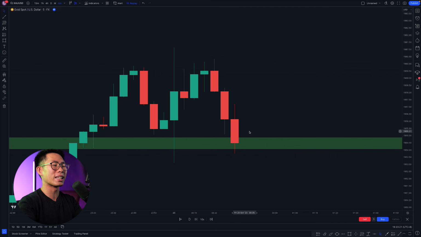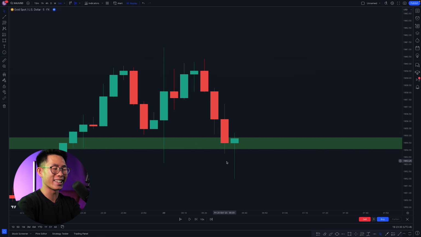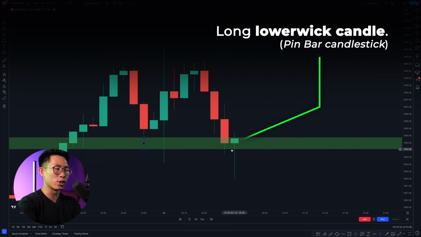And like I said, what we want to do is to wait for some sort of bullish price action at this demand zone, and that is when we can enter the trade. So even though price has managed to come back down to this demand zone, I'm not going to be entering yet. I want to wait for some sort of candlestick confirmation, which brings me to this candlestick right here. Now this is your long lower wick candle, right? This is what we call a pin bar, if I'm not wrong.